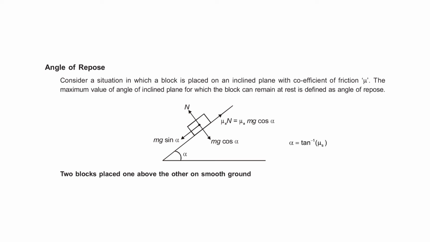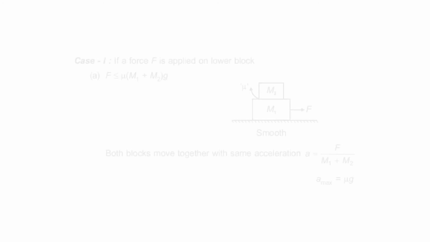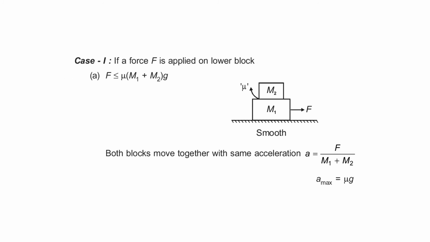Two blocks placed one above the other on smooth ground. Now in this case, case 1, please refer to the image on screen for case 1. If a force F is applied on the lower block, then A, F is less than or equal to mu times (m1 plus m2) into g. Both blocks move together with the same acceleration, a is equal to F divided by (m1 plus m2), where a max is equal to mu g.